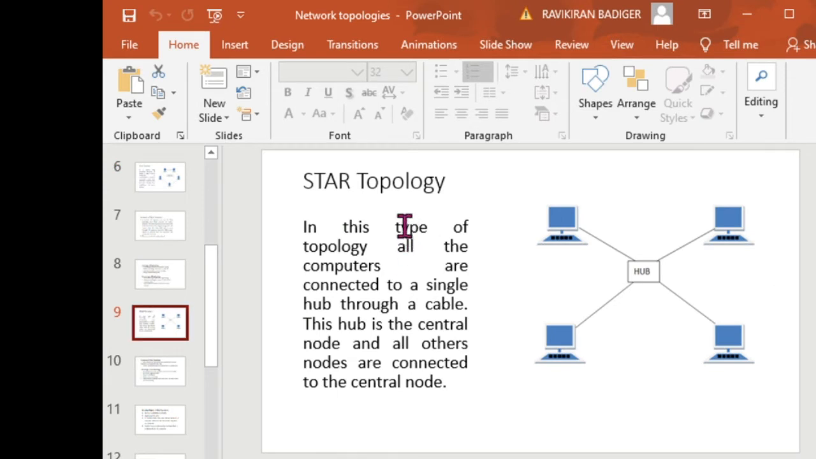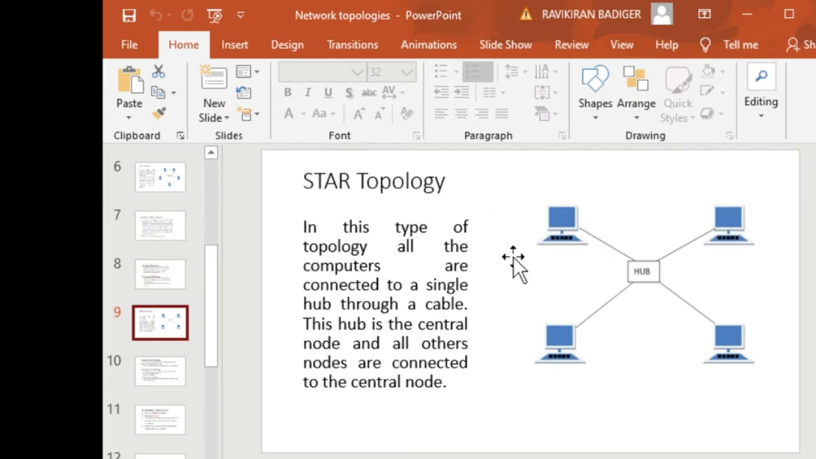And the next one is star topology. In this type of topology, all the computers are connected to a single hub through a cable. You can see in the diagram there is a central node, a central hub, and the rest of the computers are connected to this central hub, and the data transmission is very fast.